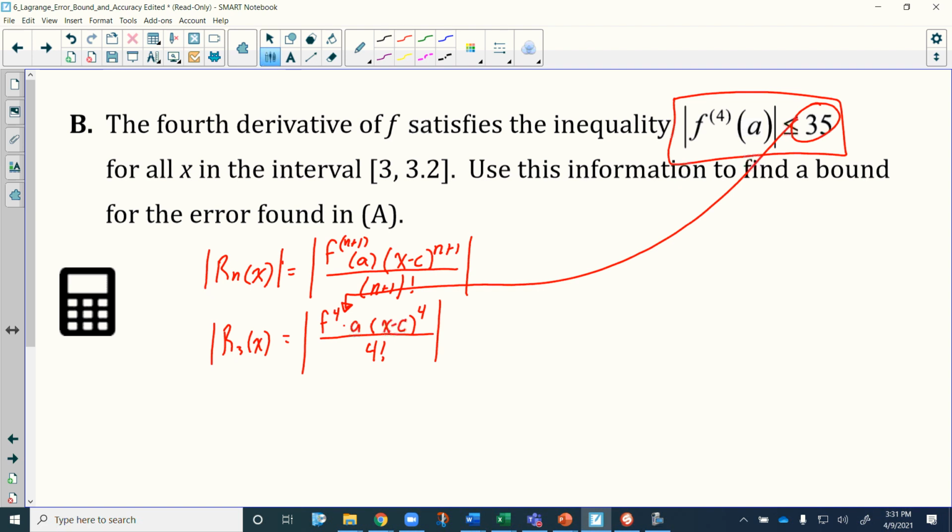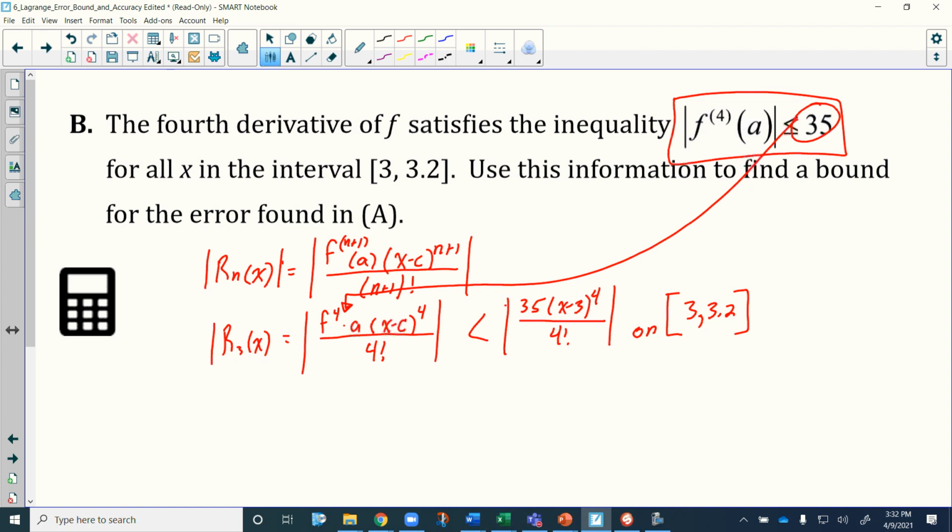Okay, so I wind up with this, and I'm going to just kind of go to the right here, that expression is going to be less than the absolute value of 35 times the x minus 3 to the 4th power over 4 factorial on the interval from 3 to 3.2. Okay, well, now that I have that expression, we're going to be able to use that expression to give us a value that we can use for our remainder.